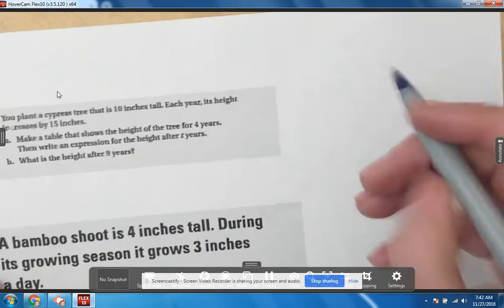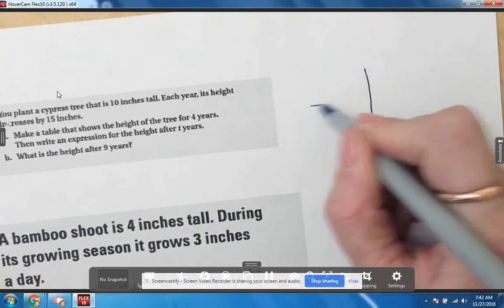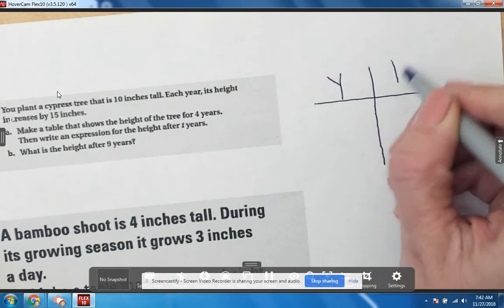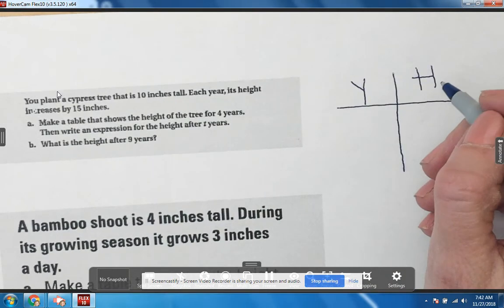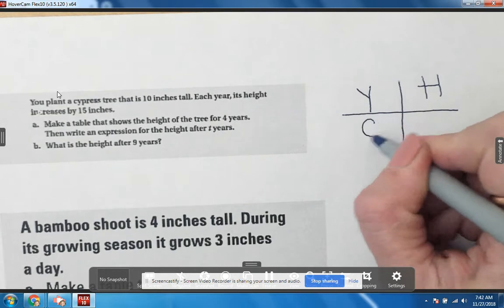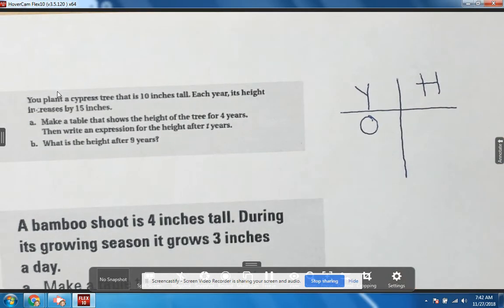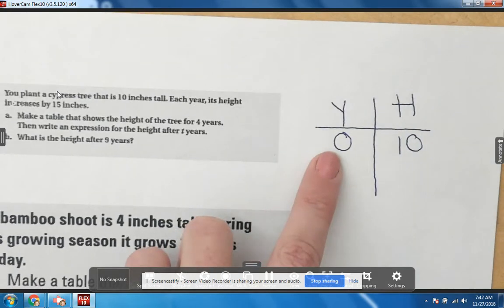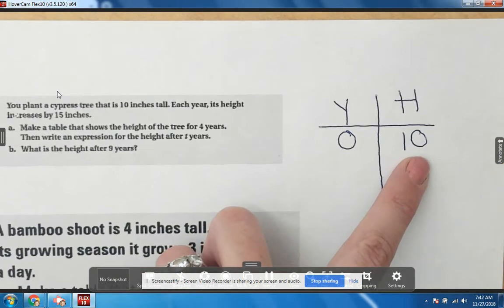All right, so let's take a look. We're going to make a chart, and I'm going to put the year. So I'll put a Y for year and an H for height. So when you first bought the tree, so year 0, you haven't even had it for a year. You literally just bought it. It's 10 inches tall. So I put 0 years have gone by. It's 10 inches tall because you just bought it.